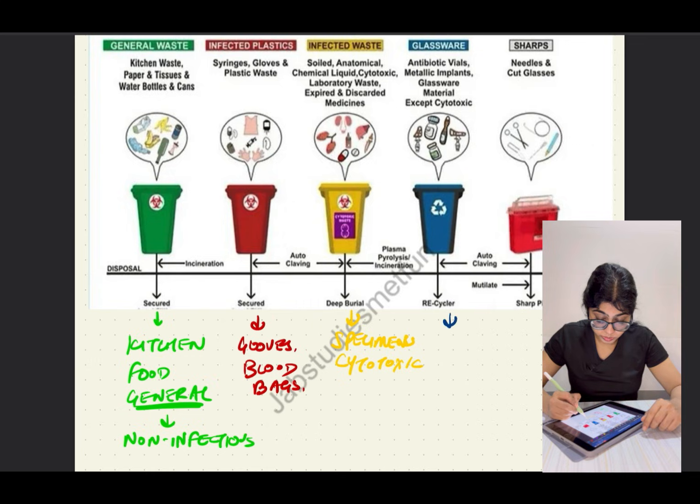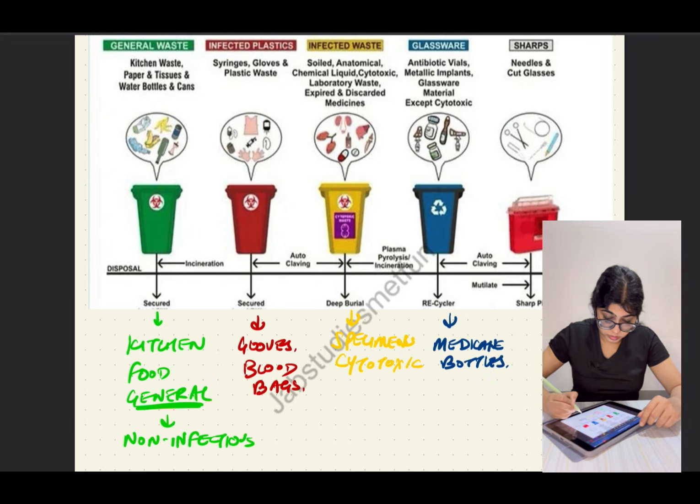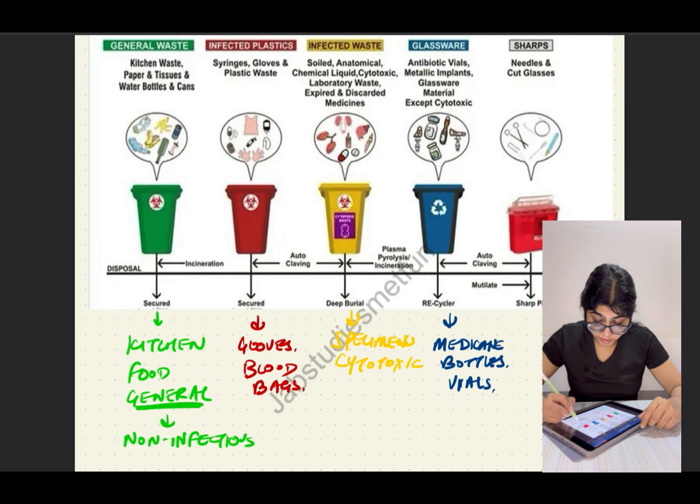Next one is blue. It will include all kinds of glassware, like any medicine bottles, any vials, or if you are using any part of your implants or glass, all of it will go in the blue one. What will go in the white one is the syringes, like needles, everything sharp will go inside the white colored bin.